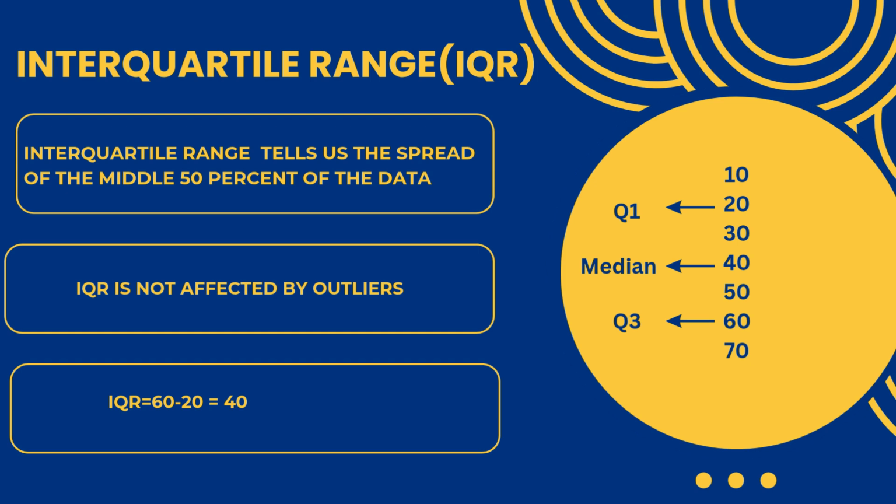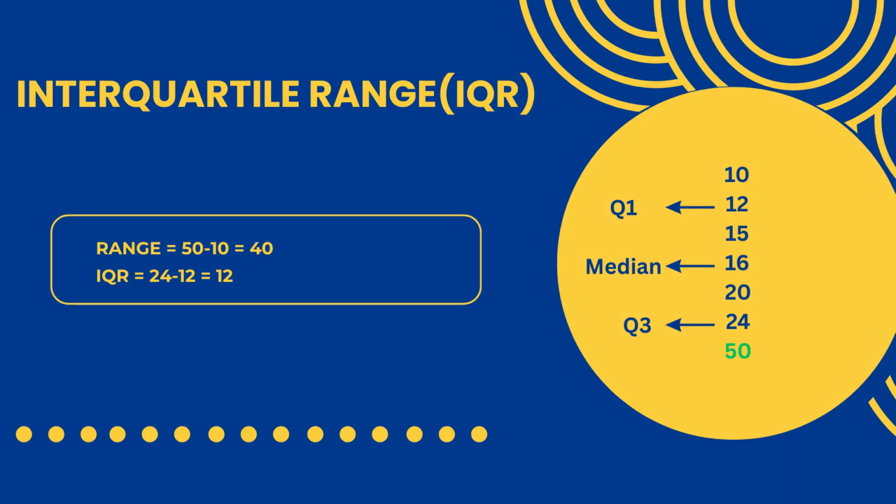The key advantage of IQR is that it is not affected by extreme values. So it is very useful when data has outliers. In simple terms, interquartile range helps us understand the spread of the most important part of the data.